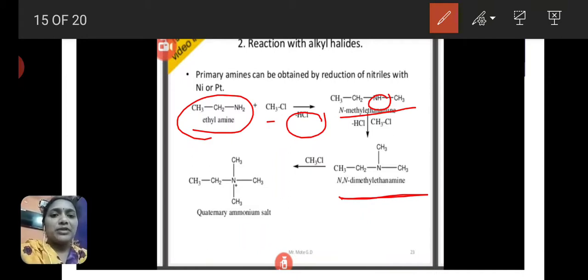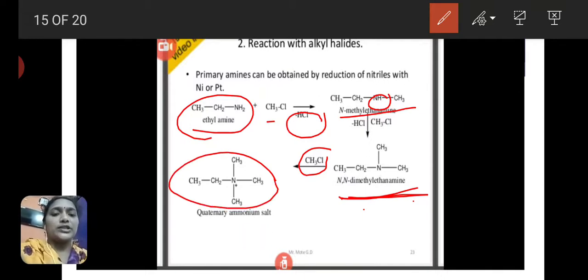First, primary amine is converted to secondary amine. Secondary amine is converted to tertiary amine. Again this tertiary amine reacts with another mole of CH3Cl and forms a quaternary ammonium salt. Here nitrogen has an excess bond, so it gets a positive charge. Nitrogen has a lone pair of electrons, and that pair binds with the CH3 group and forms the quaternary ammonium salt.